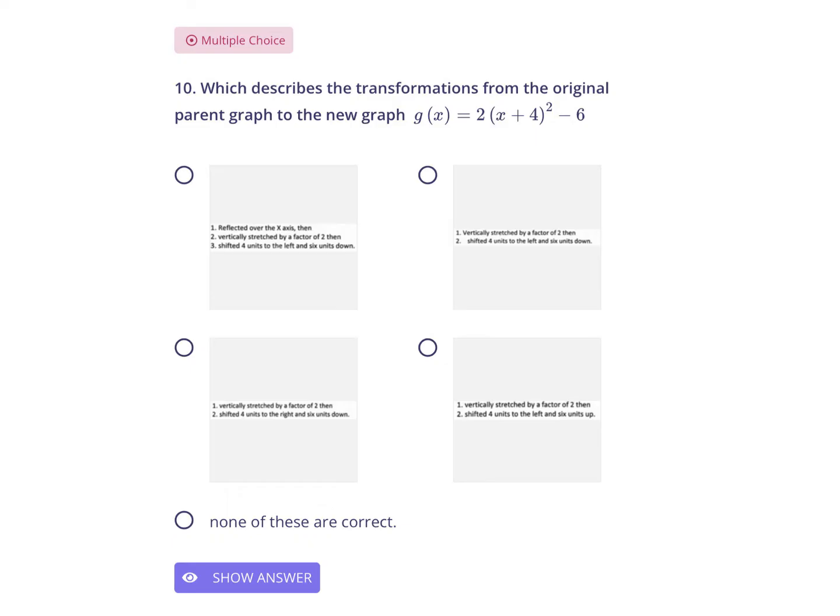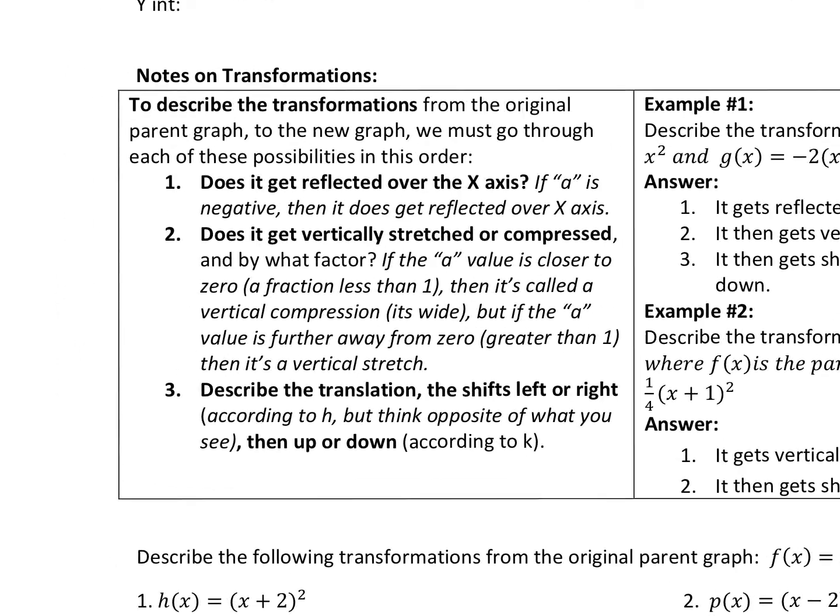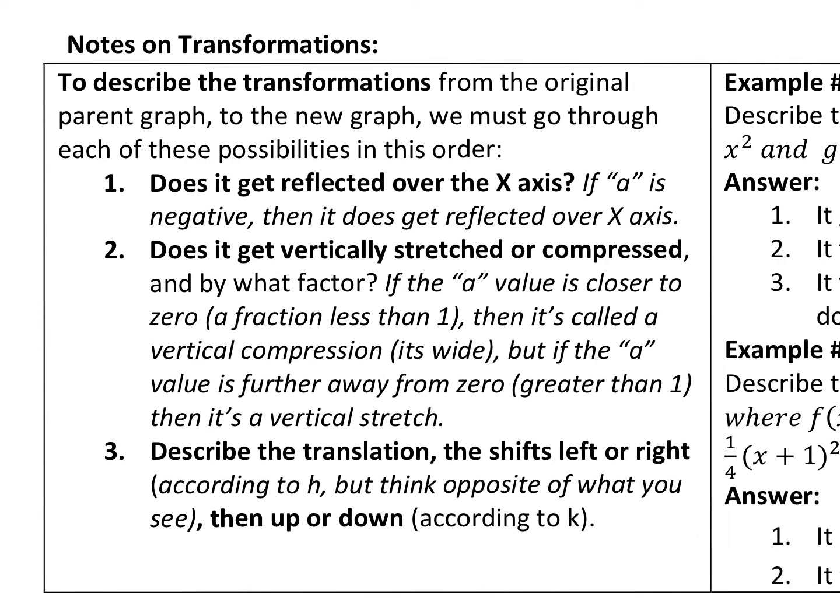On this particular question, we're talking about the different transformations that the original parent graph, y equals x squared, goes through to get to this new g of x graph, 2 parentheses x plus 4, close parentheses squared minus 6. So it'd be a good idea to take a look at our notes. So here are our notes from this section on transformations, and it says right here in our notes, to describe transformations from the original parent graph to the new graph, we must go through each of these possibilities in this order.